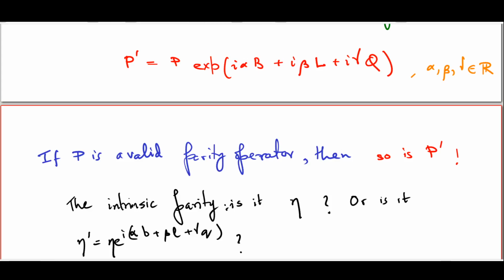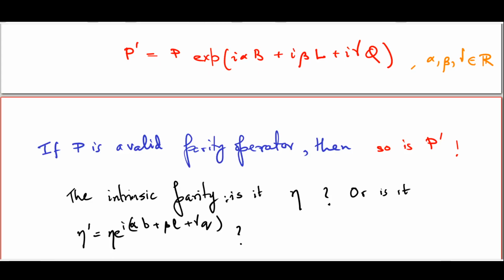So the question would be, is the intrinsic parity the number eta for a single particle? Or is it the corresponding phase factor which comes about when you apply P prime on the state, that is, eta prime, which is given by eta times e to the power i alpha b plus beta l plus gamma q, where small b, small l, small q are nothing but the eigenvalues of capital B, capital L, capital Q, or things we know more familiarly as baryon number, lepton number, and charge of the particle concerned.